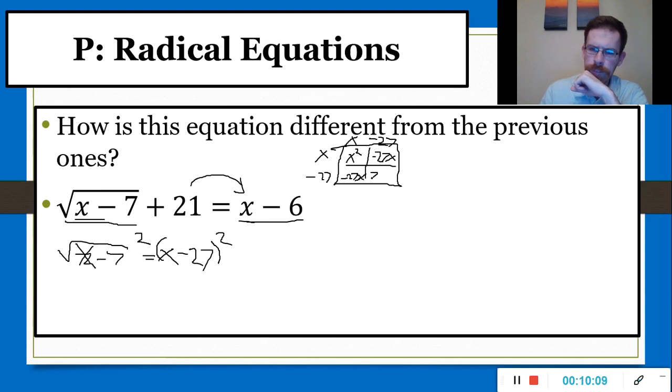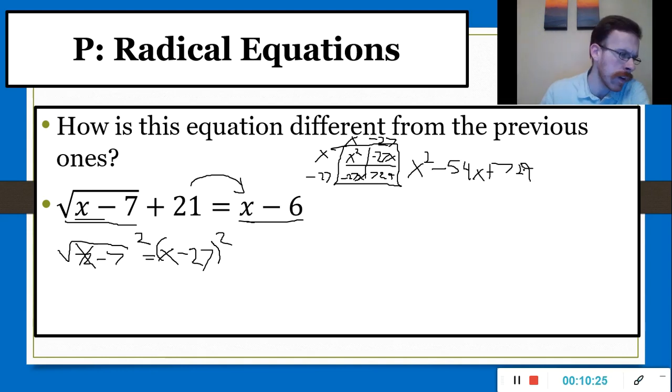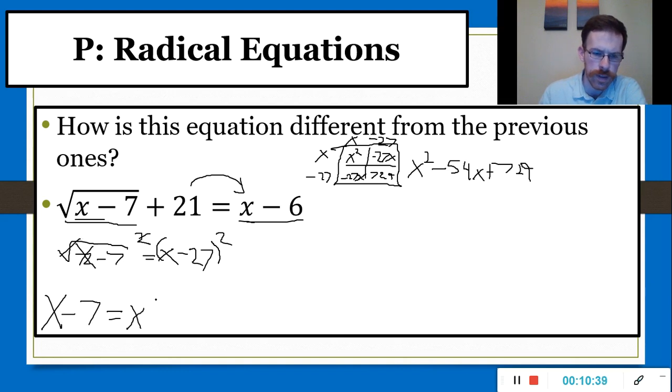And if I add all this together, that's going to be x squared minus 54x plus 729. Yes. So this means when this square root and that square cancel out, x minus 7 is equal to x squared minus 54x plus 729.